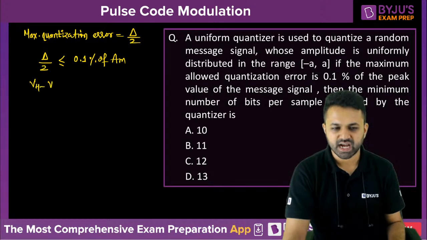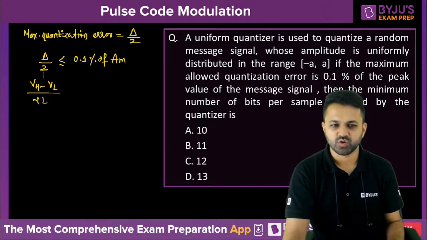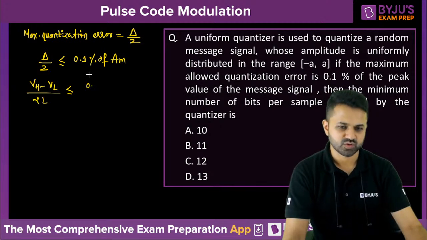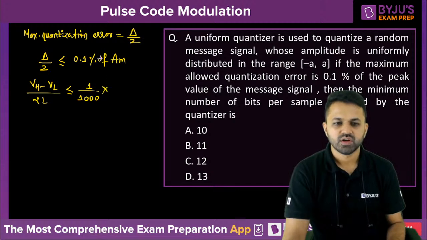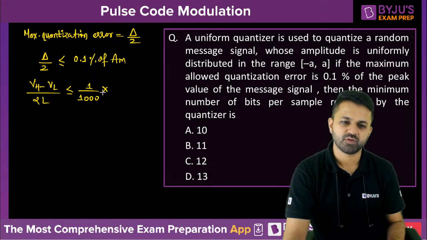The step size is the highest value of the message signal minus the lowest value of the message signal, divided by the number of levels, and this is divided by 2 also. So it should be less than or equal to 0.1%. So you can write it as 1 upon 1000 of AM, that is 0.1% of AM.